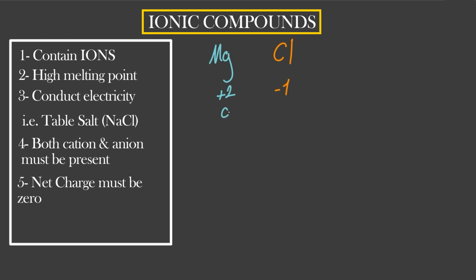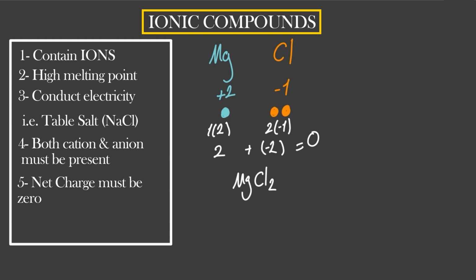To be able to balance the two positive charges on magnesium, we'll need 2 chloride ions to give a net charge of 0. And the formula is going to look like this: 1 magnesium ion and 2 chloride ions. And remember that these subscripts are used to give the relative number of ions.